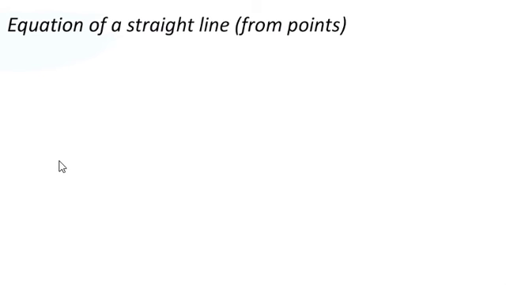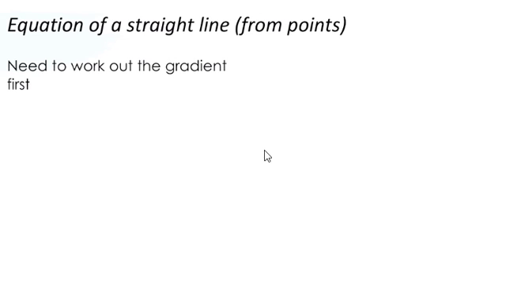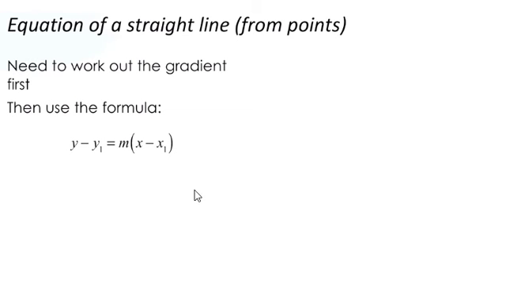Okay, looking at how we can work out the equation of a straight line from 2 points now. So this is where it gets a little bit trickier. First of all, I need to work out the gradient, and then once I've got the gradient, to work out what my y-intercept is, we're going to use this formula and solve for y.